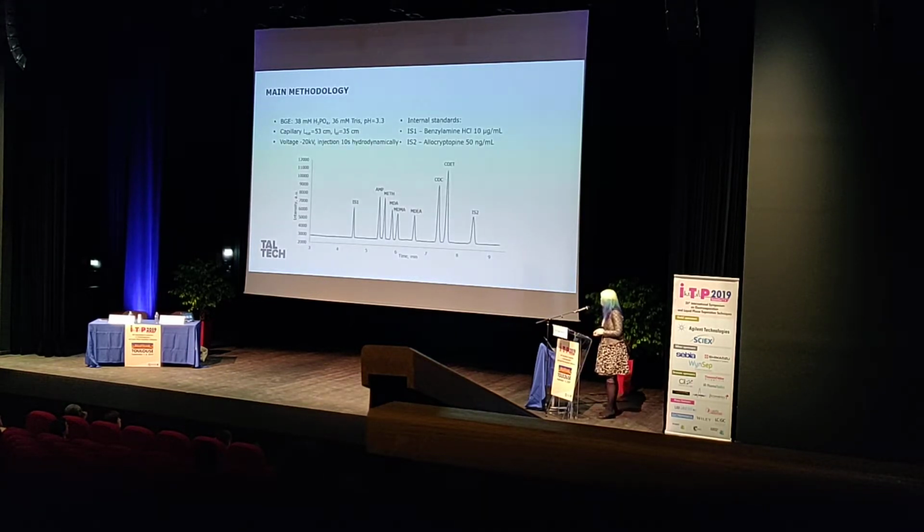This is our main methodology. The background electrolyte consists of phosphoric acid and a Tris base at pH around 3. We're using negative voltage, and the injection is done hydrodynamically. We have 2 internal standards, and the whole run takes under 10 minutes. Psilocin, LSD, and fentanyl will also work with the same background electrolyte, but we're still doing research to further optimize results.